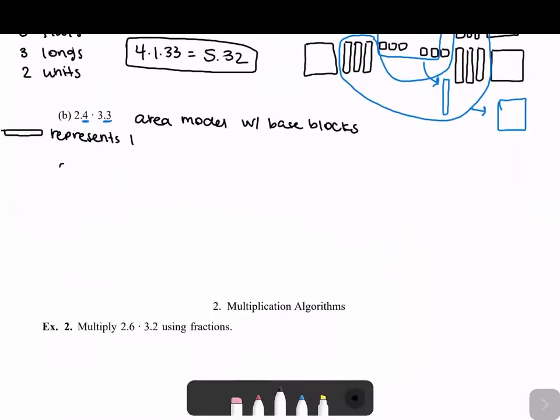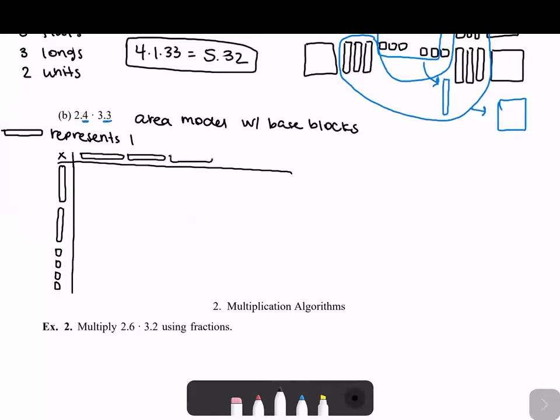Okay, so remember whenever we use an area model, we line things up in this table of sorts. So we're going to have 2.4, so 1, 2, and then 4 units. Okay, this is a multiplication. So then we'll have 3.3, so 3 longs and 3 units. Okay, so then we just do this multiplication like we normally do.